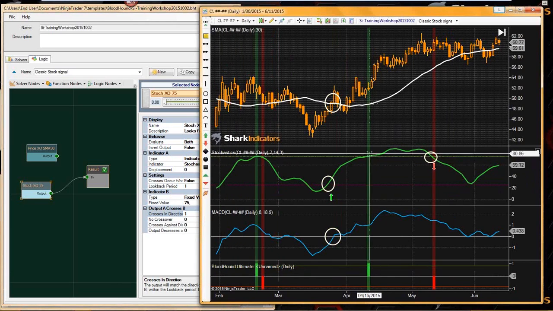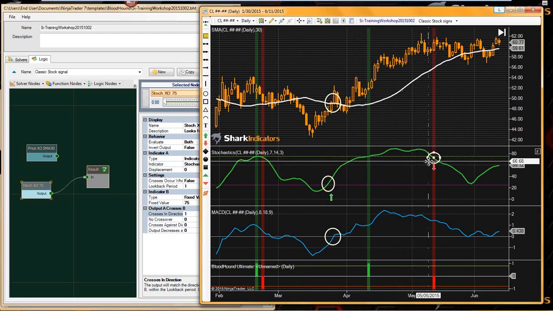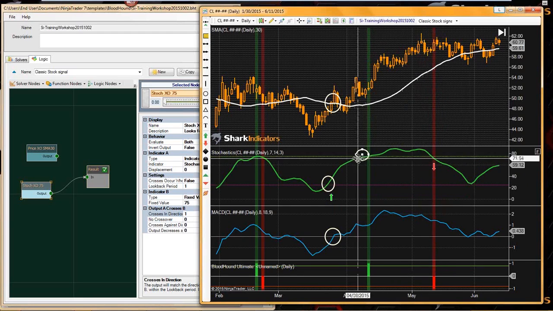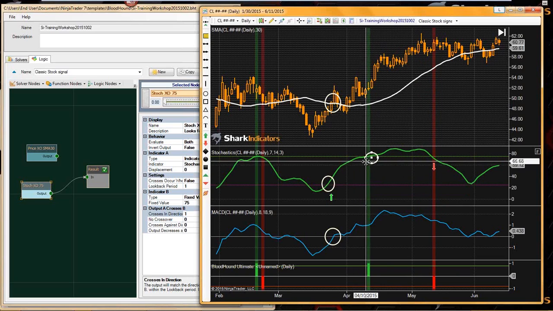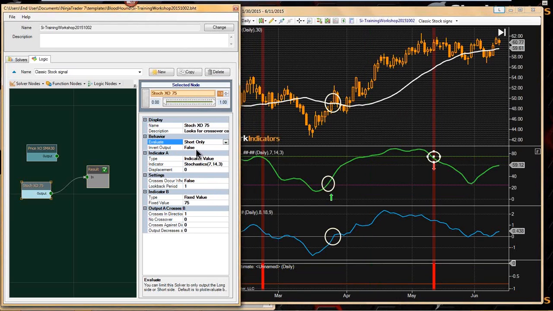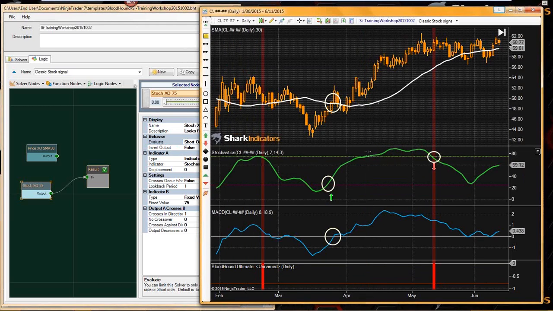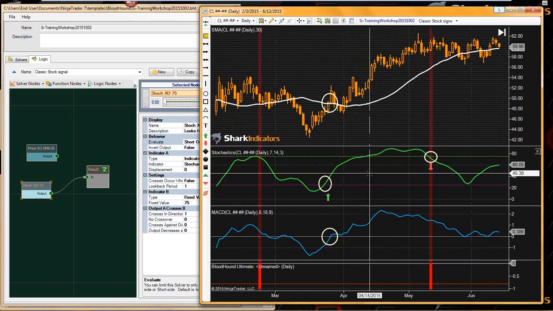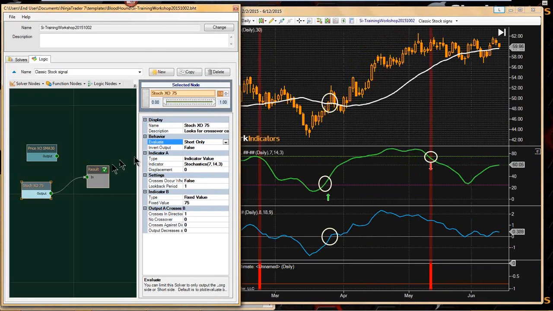Right, so we can see whenever the stochastic is crossing that 75 line, when it crosses up and when it crosses down. So we're only interested when it's crossing down. We're not interested when it's crossing up. So we're going to set our evaluate to shorts only. That's all that we're interested in. We're not interested in these long cross-ups, so I got rid of those by setting evaluate to short only.